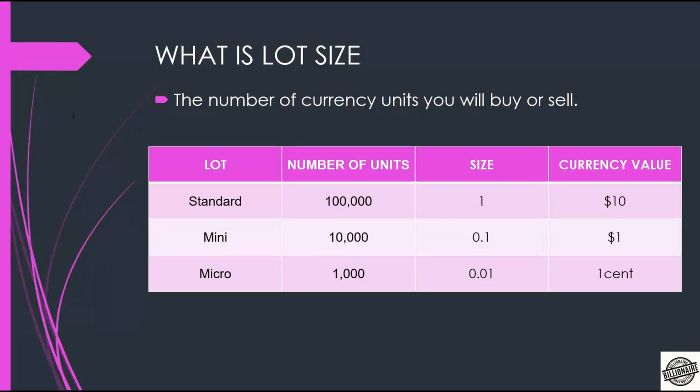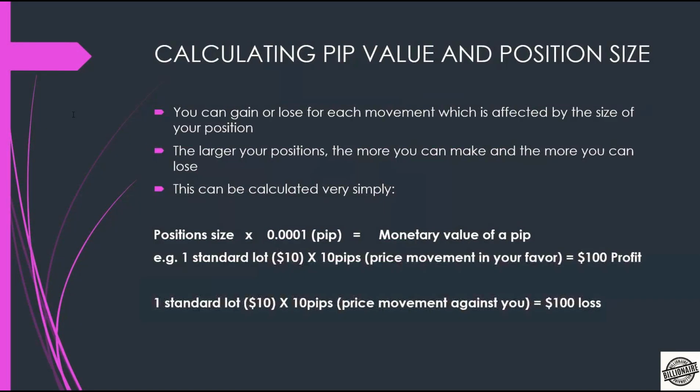You see how they come together when the time is right. So that is what I was trying to explain. One standard lot, 10 times 10 pips, price movement against you of 100 pips, is a $100 loss. One standard lot, $10 times 10 pips, price movement in your favor means you're making $100 profit. That's basically what that is. The summary of that, but like I said, when we do it together again in the real market, it will come together.